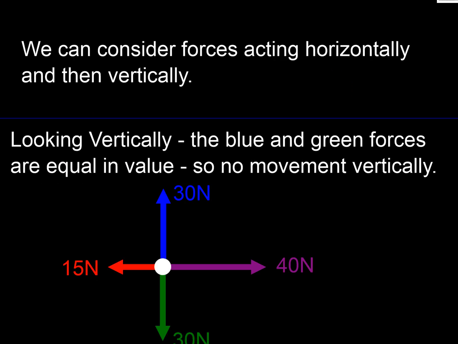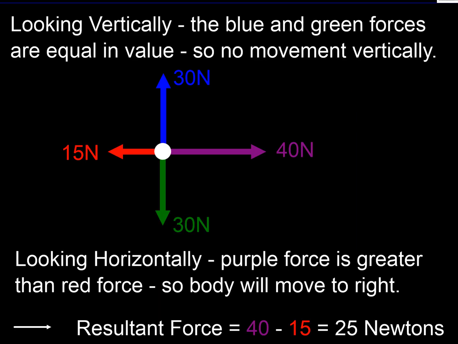So let's have a look. Okay, here we go then. Here's our diagram. I've put some values on here. So my blue force is 30 newtons and my green force is 30 newtons. So if I start thinking about what's happening vertically, they've got two forces operating and they're going to balance each other out, aren't they? So there's going to be no movement vertically.